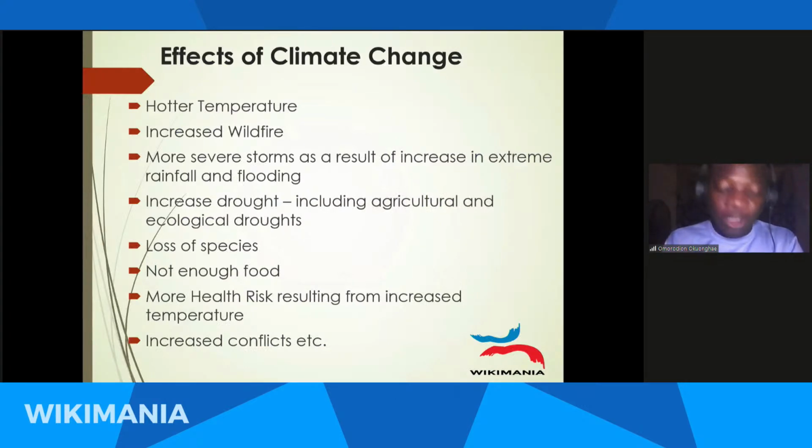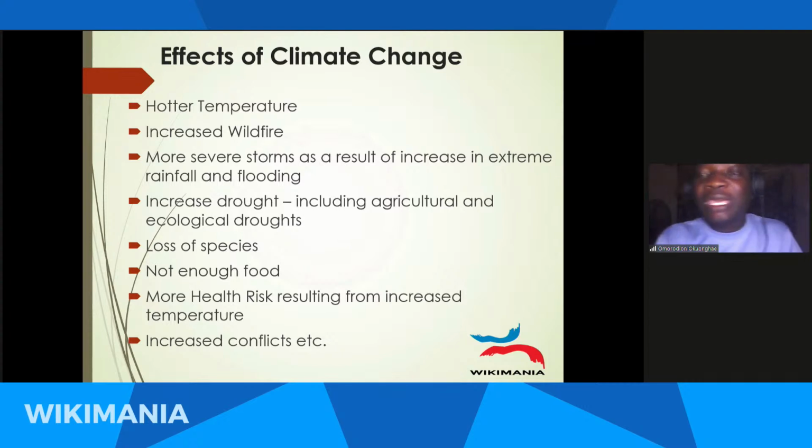Just to summarize what I've been trying to say, part of the effect of climate change is hot temperature, which can lead to increased wildfire. And when there is increased wildfire, we know that there's going to be loss of plants and animals. And we also know that we're going to experience loss of biodiversity, which we're already seeing. Then also, there are other effects. I know perhaps many of us may be familiar with loss of species and not enough food as a result of climate change.